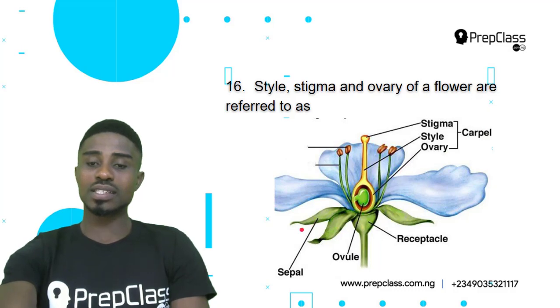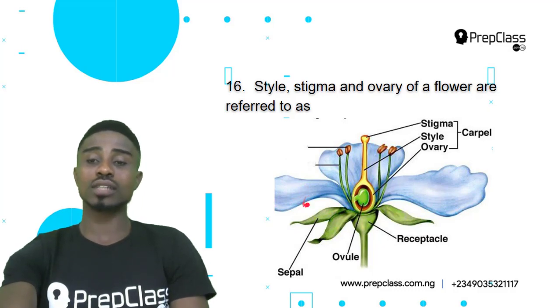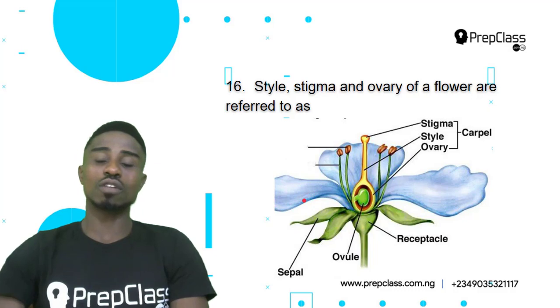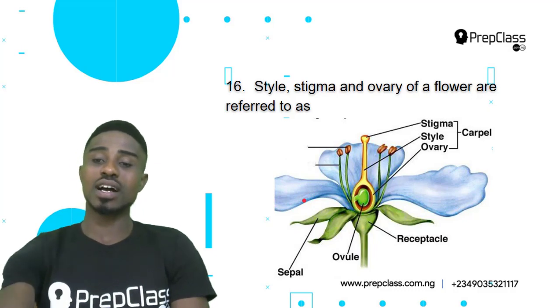So this is the sepal. It is not the reproductive part. It helps to hold the other parts of the flower together, and this is the petal. These blue ones are the petal. Their colorful nature helps to attract insects to the flower. So our correct answer would be the carpel.